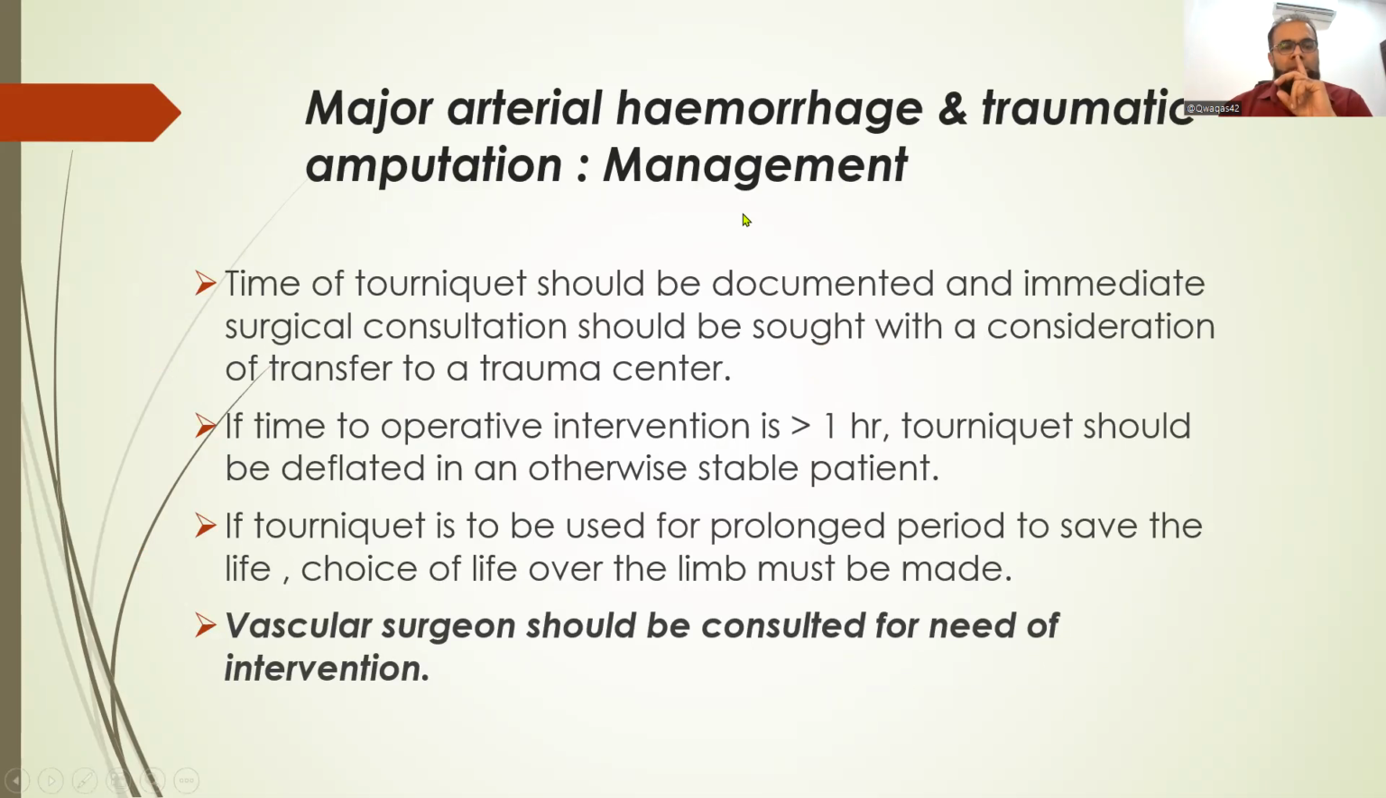And how will you manage the injury? So if you apply a tourniquet, you will document the time of the tourniquet application, and you will consult the orthopedic surgeon or the general surgeon if you are suspecting only vascular injury. Or if you're suspecting bony and vascular, you will contact both, or you can have a vascular surgeon in it. Okay. So if you don't have the facility, you apply the tourniquet, you stabilize the patient, and you move him to the center that has that facility.